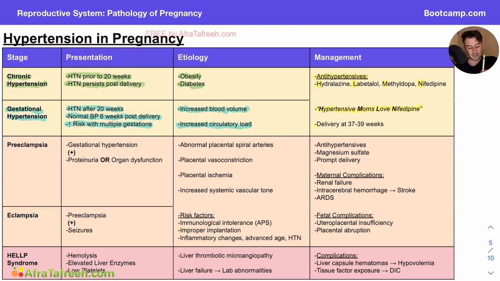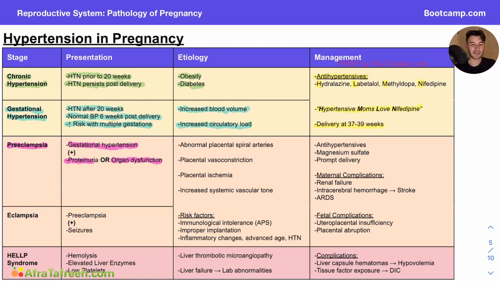And then we're going to go ahead and deliver our fetuses at 37 to 39 weeks in our patients who have hypertension during pregnancy. Let's move on now to talk about preeclampsia, which is going to be the next level of severity of hypertensive disease in pregnancy. And this, by definition, is going to be someone who has gestational hypertension with the addition of proteinuria or organ dysfunction. Now, proteinuria is representing organ dysfunction within the kidney specifically.